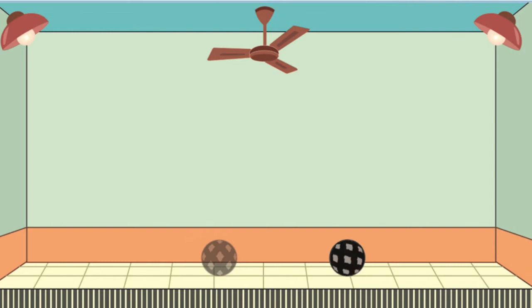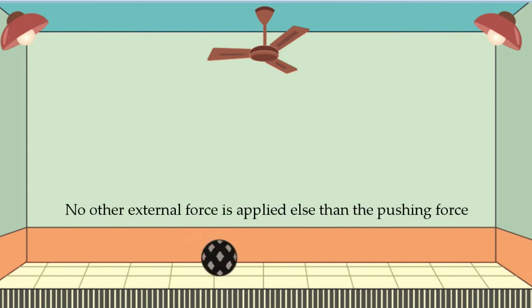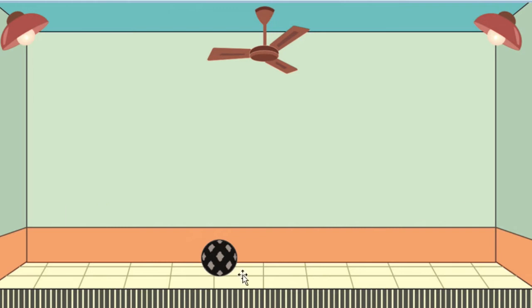Here, you have to assume that the ball is experiencing no other external force than that exerted by you. I mean to say that nothing should stop the ball or change its direction. In that case, the ball will be moving through the edge of the tiles. I mean, the straight line shown in the diagram. In this case, the ball will be said to be having rectilinear motion.